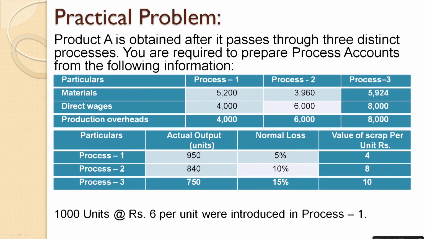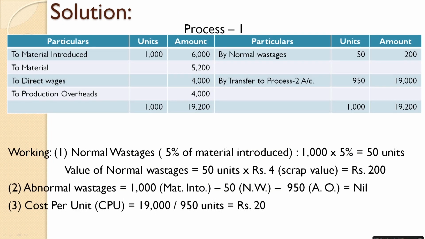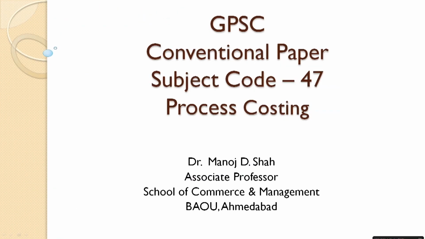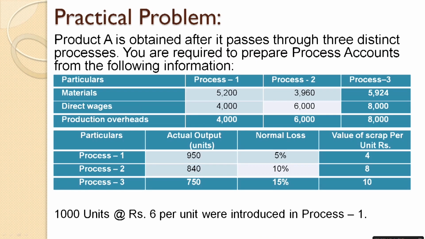Begin with the first process, process number 1. This is your solution. Now see how you can identify these values. First we need to identify them from the question. The question is very simple: material rupees 5200 for process 1, direct wages rupees 4000 for process 1, and production overheads rupees 4000 for process 1.